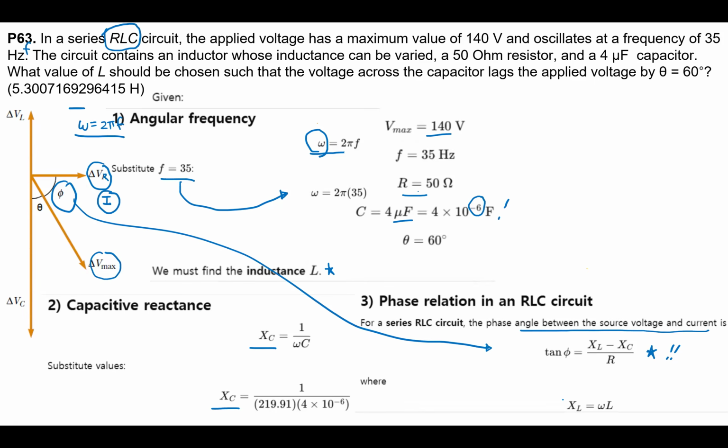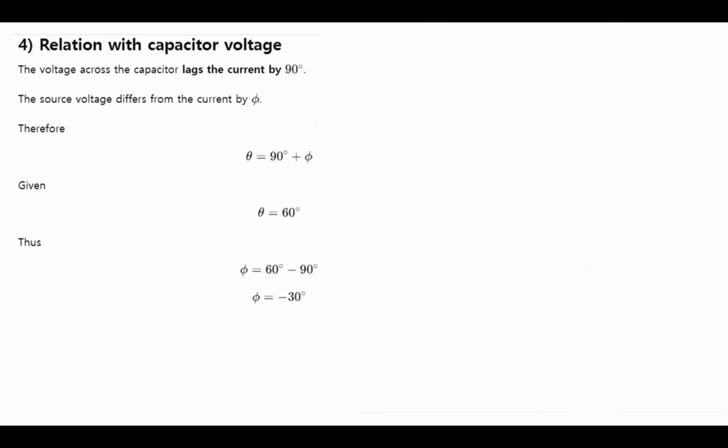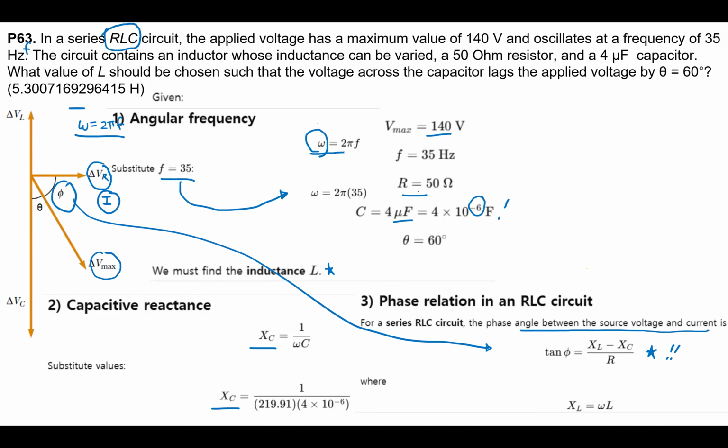So here XL, the inductive reactance, is given by omega times L. What is known here is that zeta is given. If you just look at it, phi is the angle between the current and the voltage. Note that for the resistance, the current and the voltage at the resistance are parallel. There's no phase delay.